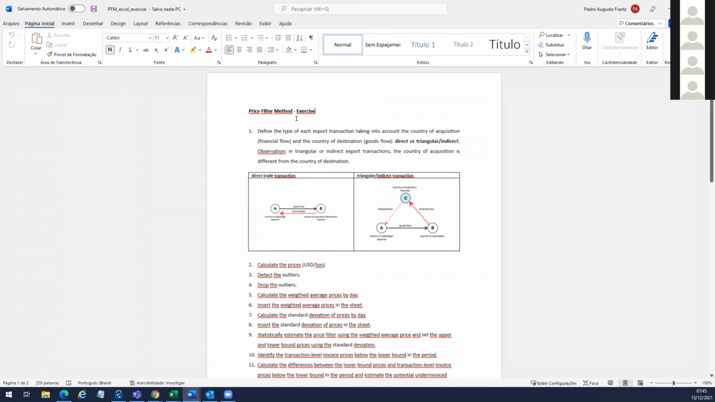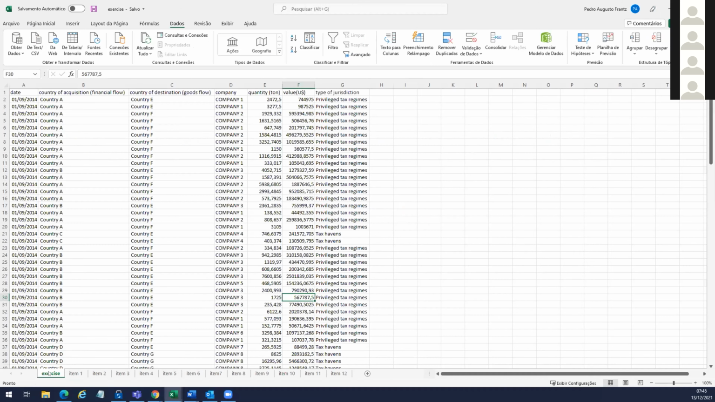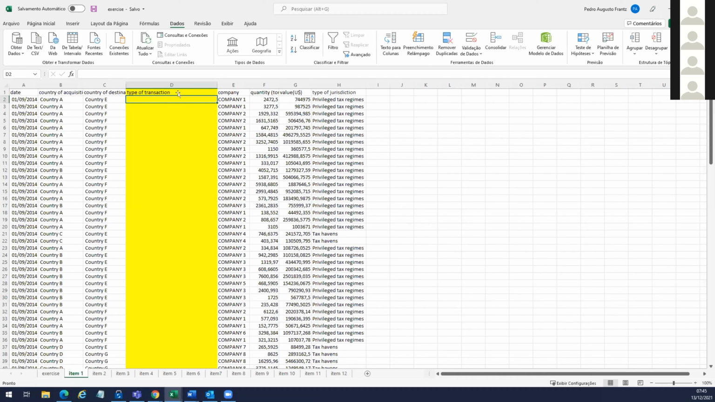The first item is define the type of each export transaction. If you look at the Excel file, item 1, you see the yellow column here. Here you put the answer. It's a calculation in Excel, and you must compare this country with this country. You put it here, and the calculation must show which kind of transaction this is, if indirect or direct. Okay.